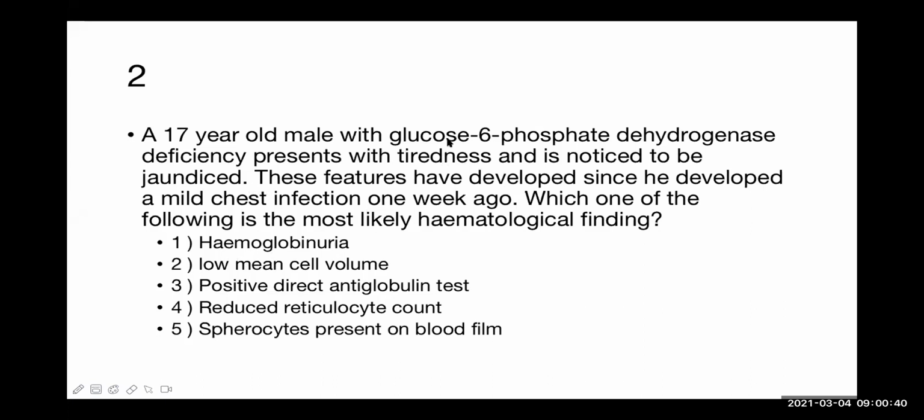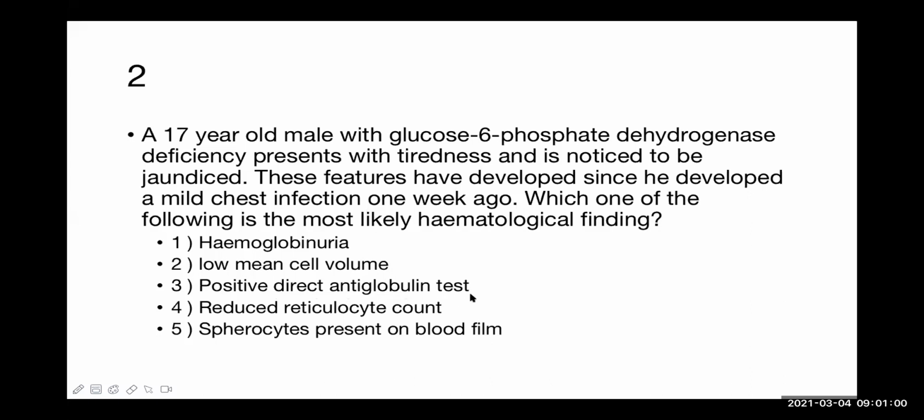And this is a non-case of G6PD deficiency, and there is a precipitating factor, a chest infection as well. So hemoglobinuria is very likely the answer here. Low mean cell volume. Okay, this is not a case of microcytic anemia. This is a normocytic anemia. So this is the wrong choice here.